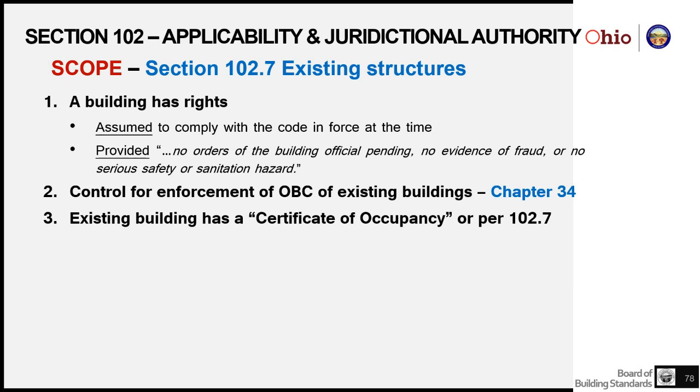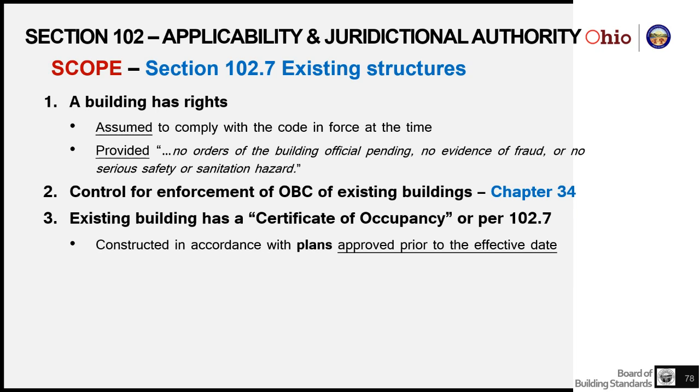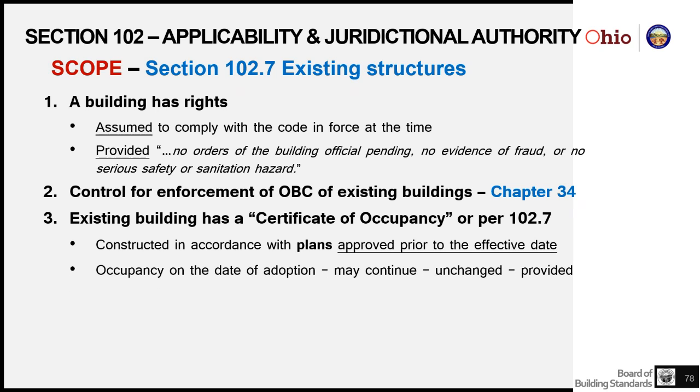Existing buildings, the most obvious is that it has a certificate of occupancy, or possibly per 102.7, it is constructed in accordance with plans approved prior to this effective date, so it may not have a certificate of occupancy, or possibly it was constructed a long time ago, doesn't have a certificate of occupancy, it got lost. That the occupancy on the date of adoption of this code, so November 1, 2017, can continue to be used unchanged, provided, back up to the top, the building has rights, there's no orders, there's no evidence of fraud, and there's no serious safety hazards.